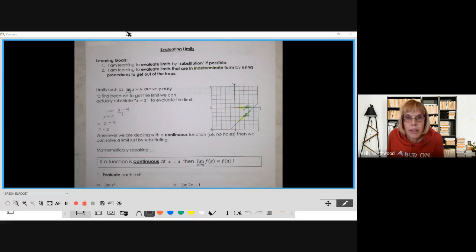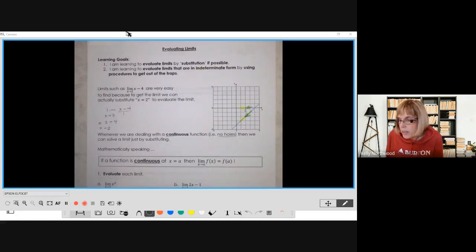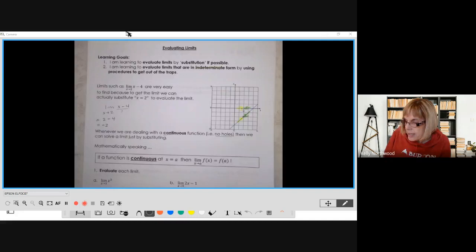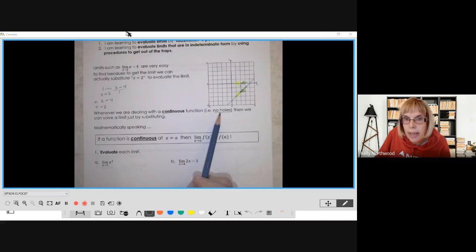So whenever we're dealing with a continuous function, continuous meaning no holes, then you can solve a limit just by substituting. Okay, and mathematically speaking, if a function is continuous at x equals a, again, meaning no holes, gaps, asymptotes, then the limit as x approaches a of f at x is actually just f at a, meaning to find the limit, I can just sub a in for x. Okay?